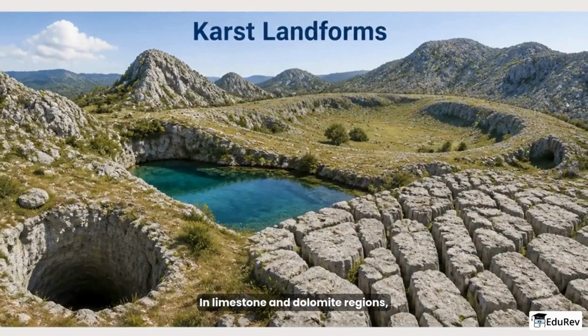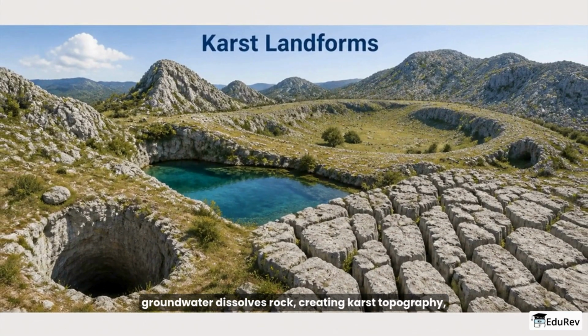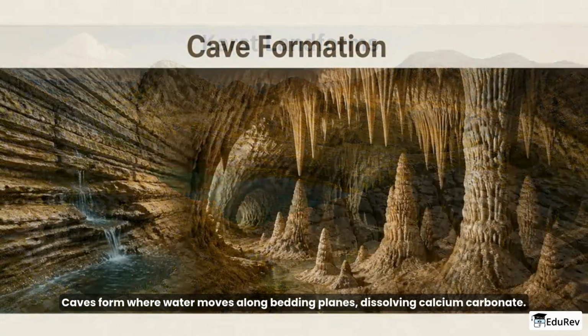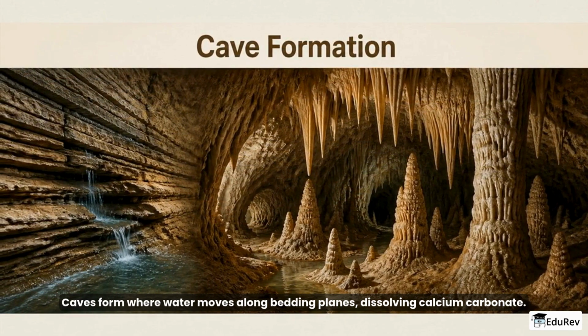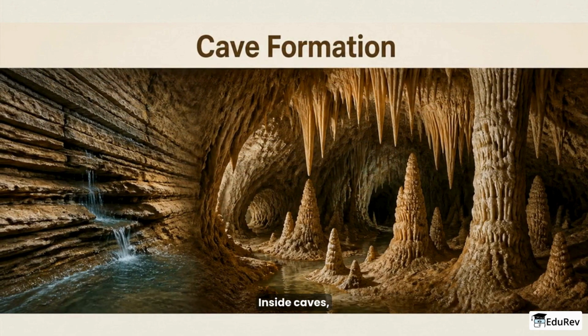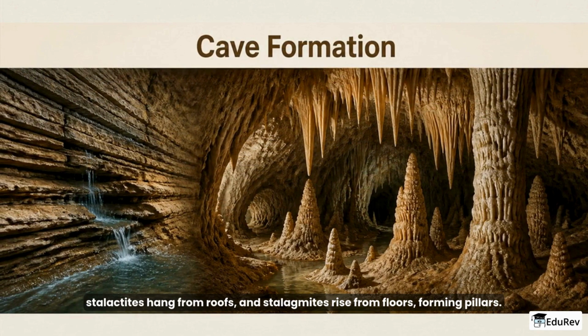In limestone and dolomite regions, groundwater dissolves rock, creating karst topography, with sinkholes, pools, uvalas, lapies, and smooth limestone pavements over time. Caves form where water moves along bedding planes, dissolving calcium carbonate. Inside caves, stalactites hang from roofs and stalagmites rise from floors, forming pillars sometimes.